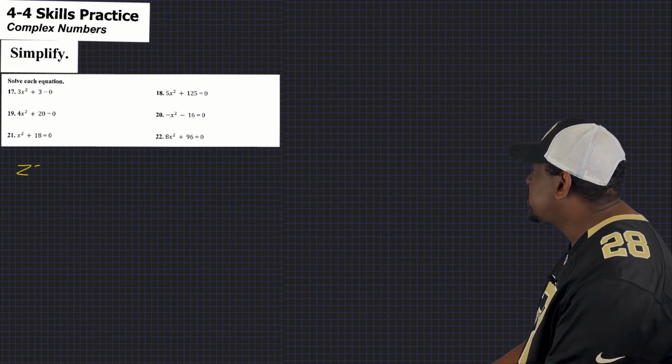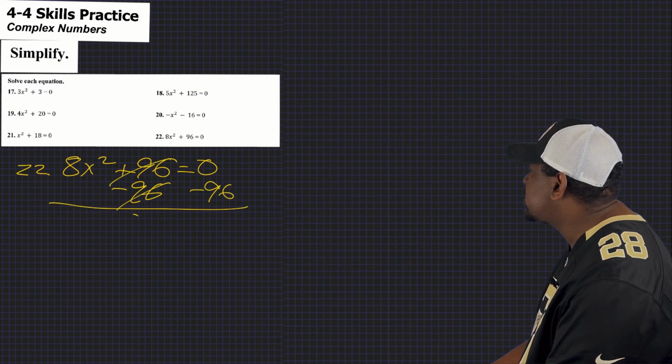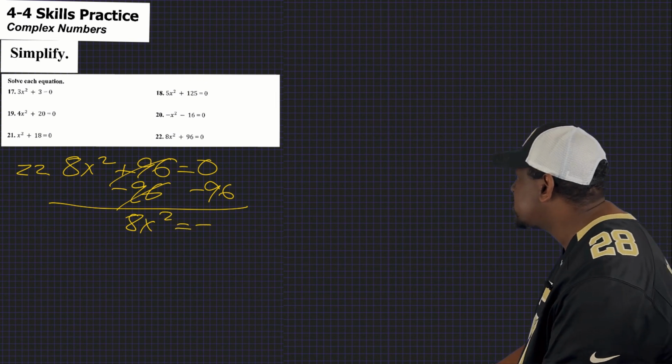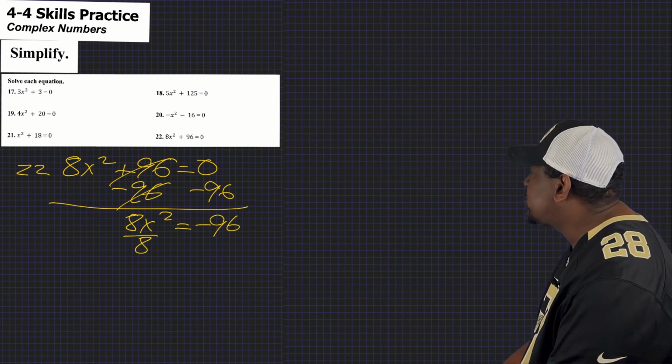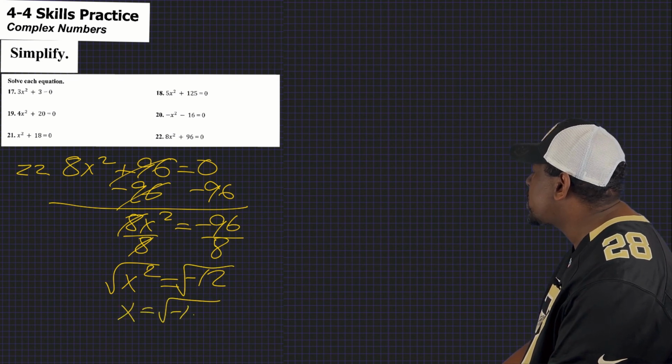Next one we want to do is number 22. We have 8x squared plus 96 equals 0. So again, we solve for x squared like we're solving for x. We have to get rid of positive 96, so we subtract 96 from both sides. At this point, we have to get rid of 8, the inverse of multiplication, division. We divide both sides by 8. We get x squared equals negative 96 over 8, which is negative 12. Take the square root of both sides. We will get x equals plus or minus the square root of negative 12.